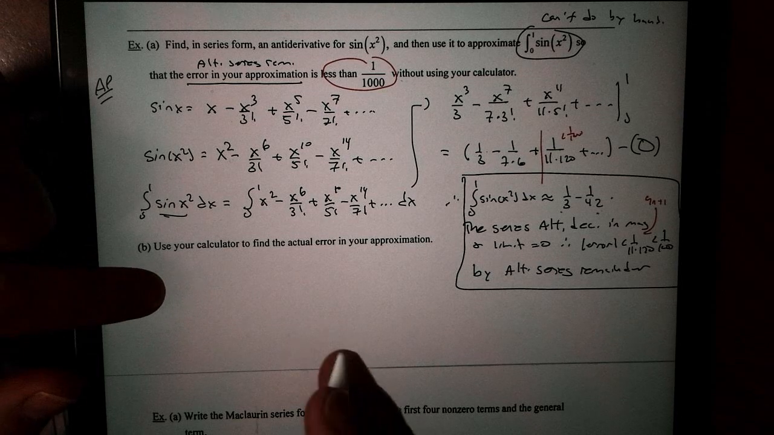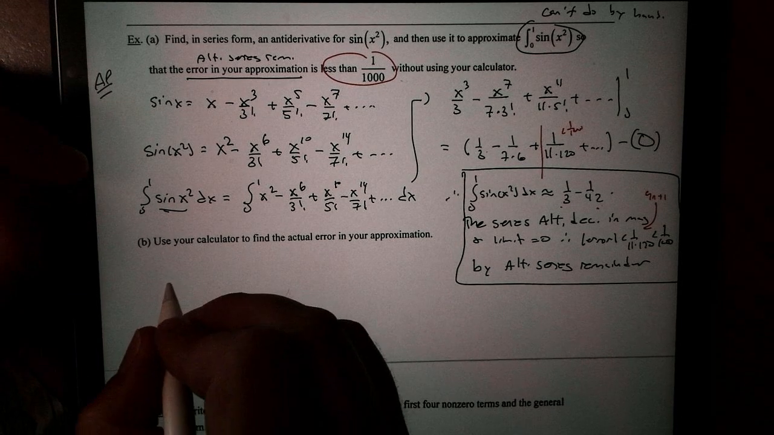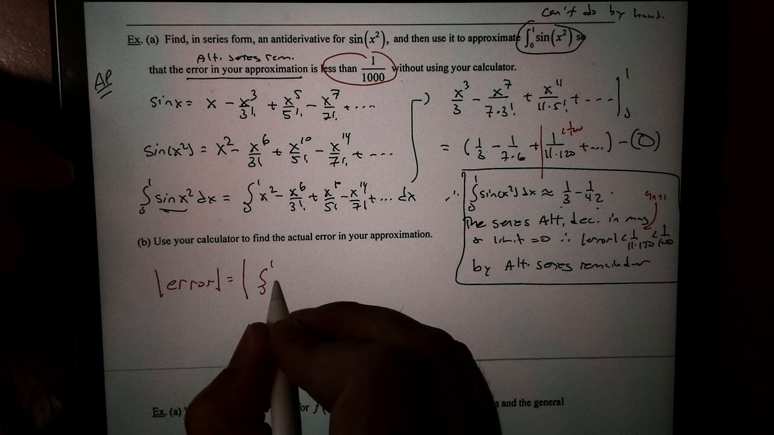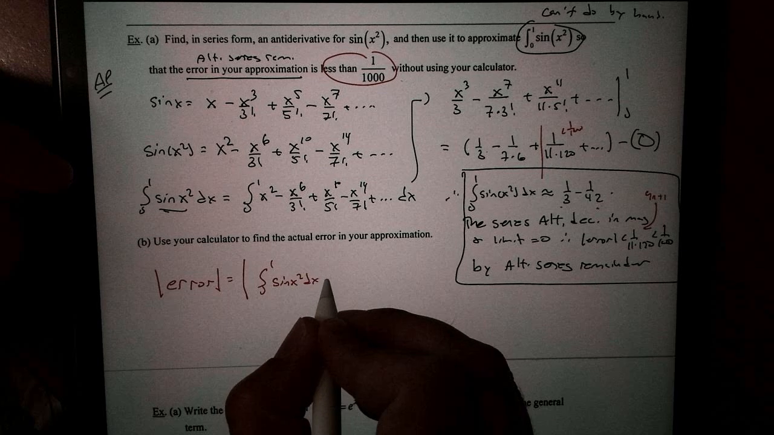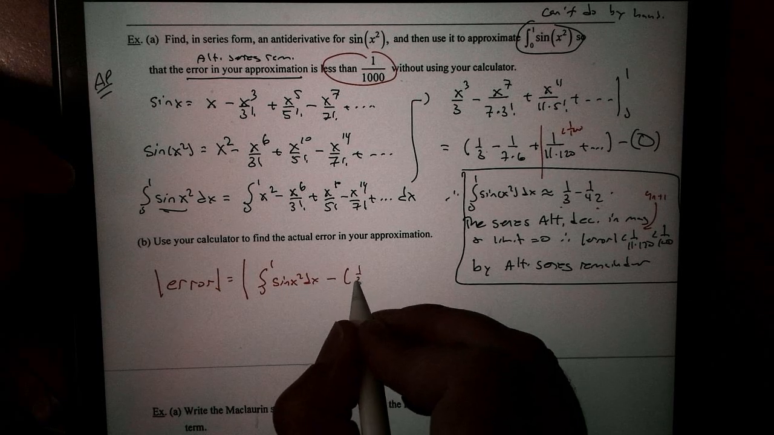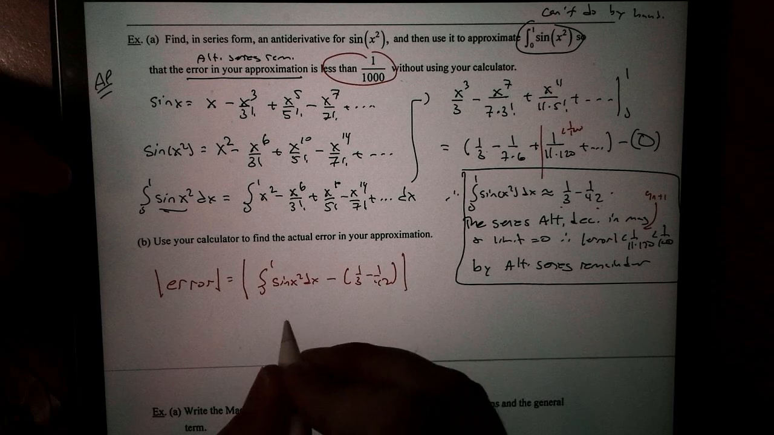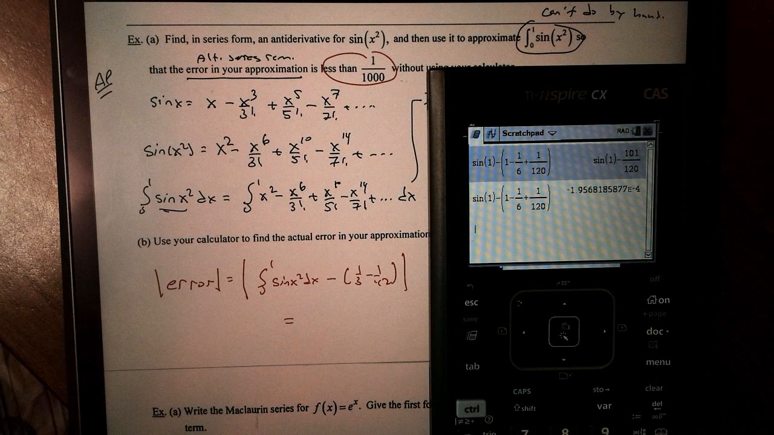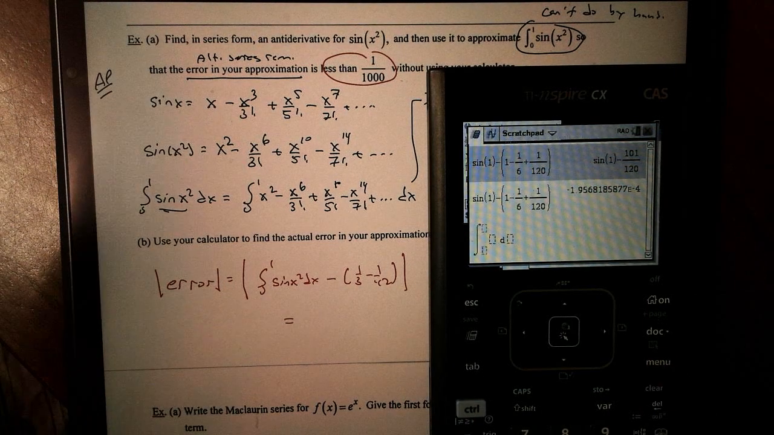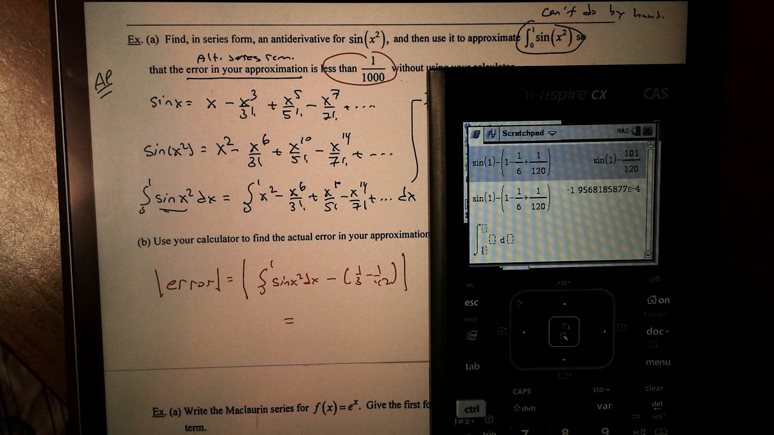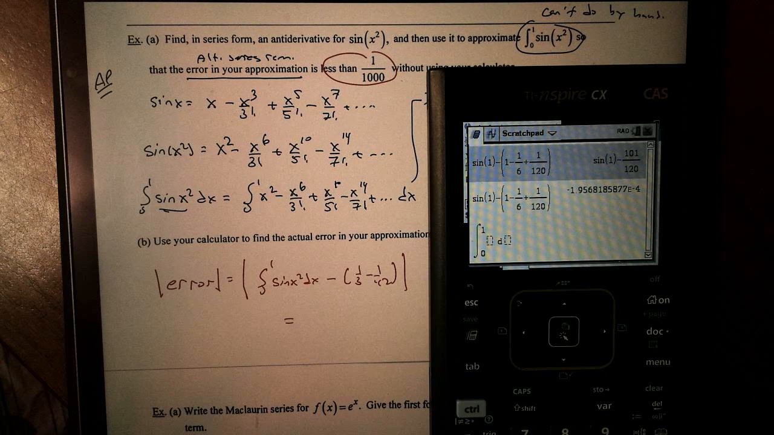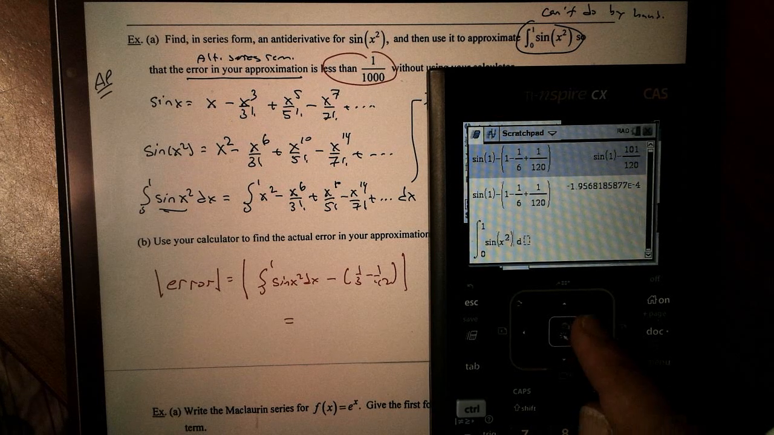All right, now let's find the actual error in the approximation. So to get the error, don't forget, we're going to take the absolute value of the integral from 0 to 1 of sine x squared dx minus our approximation, 1/3 minus 1 over 42. Let's type that in our calculator. We're going to go menu 4, 3. If you're using the CX, you'll see menu 4, 2. From 0 to 1, sine of x squared dx.